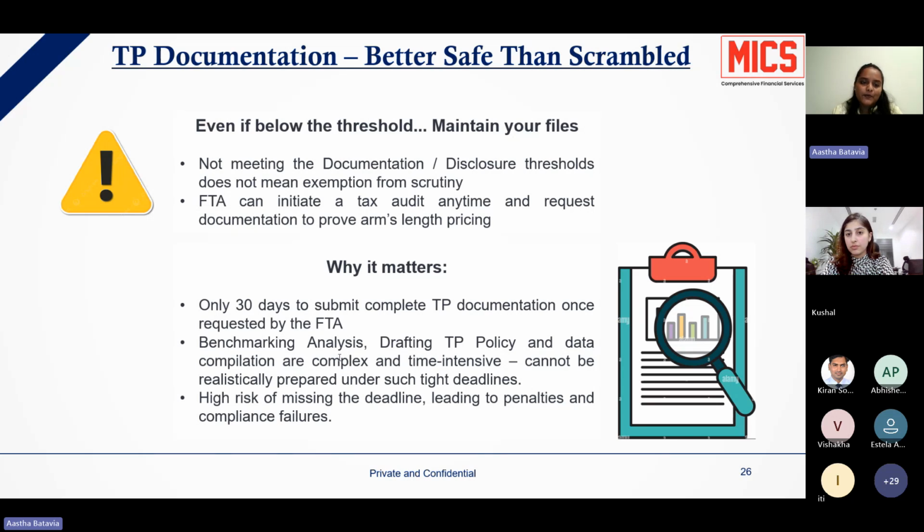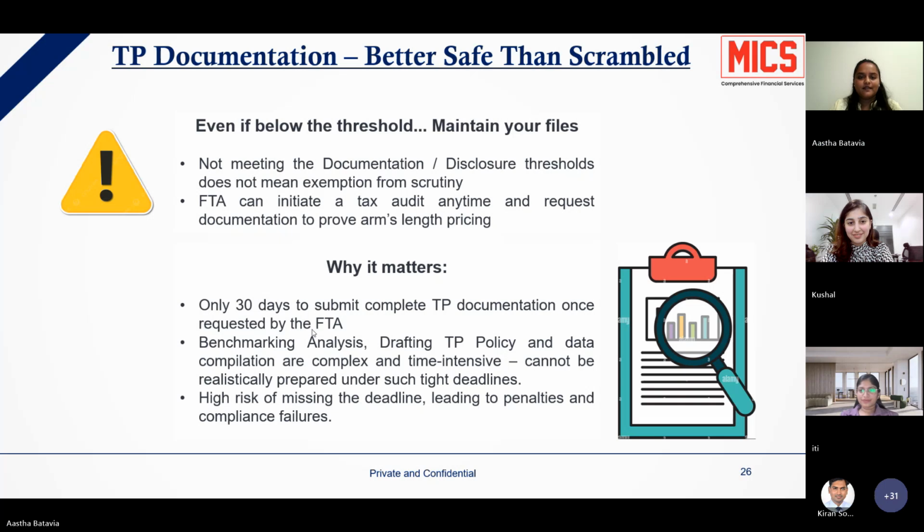So what's the smarter play? Maintain your files in advance, even if you are below the threshold. Treat it like an insurance. You hope you do not need it, but when you do, you'll be glad it's there, complete, accurate, and ready to protect you. Let's move further.